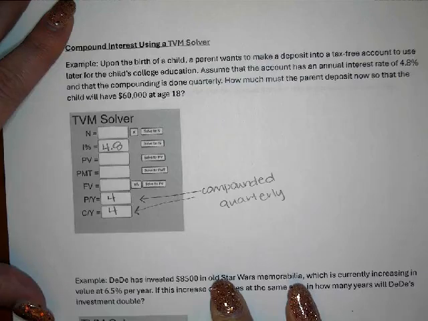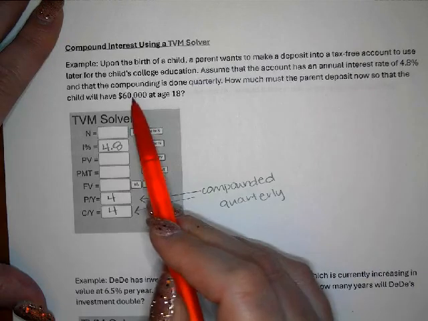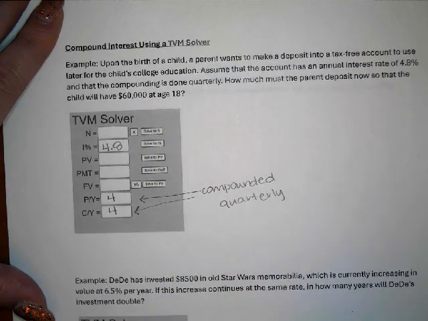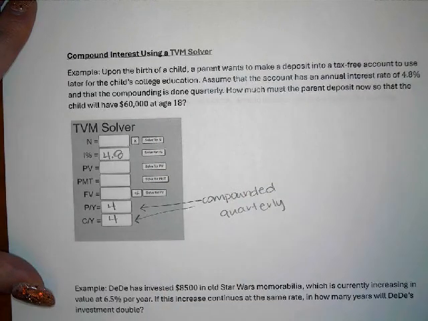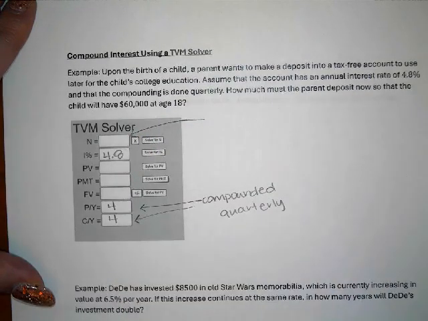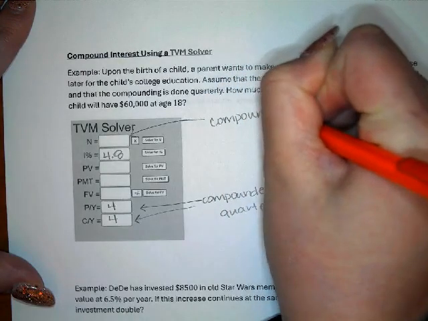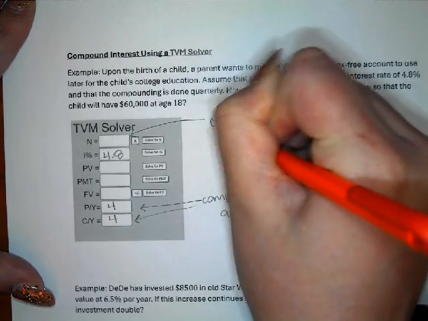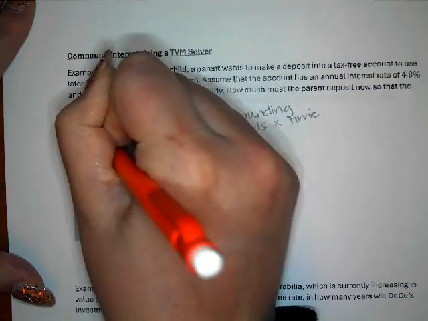How much should the parent deposit now so that the child will have $60,000 at the age of 18? So at the age of 18, that means that the time that has passed is 18 years from now. So N is going to be the time multiplied by the number of compounding periods. So we're going to say 18 multiplied by 4. You don't even have to do the math here. You can literally type 18 multiplied by 4.